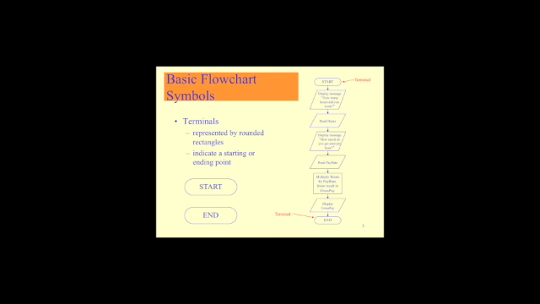As you can see, this flowchart does not have one basic shape or symbol. We have different types of symbols, and every symbol represents a specific process or thing. We start with this shape that represents a terminal. It is represented by a rounded rectangle and indicates the start or end point of the process. We use the same rounded rectangle to indicate both start and end.